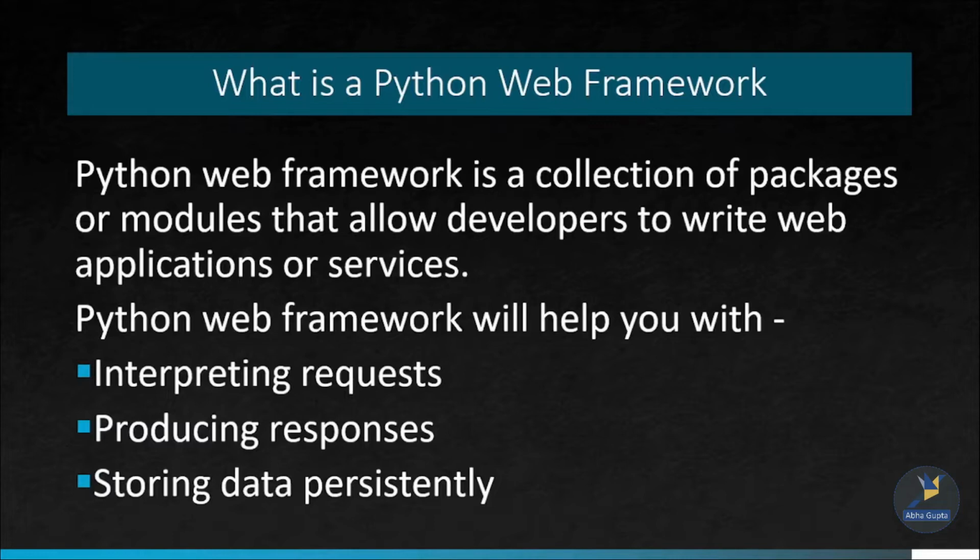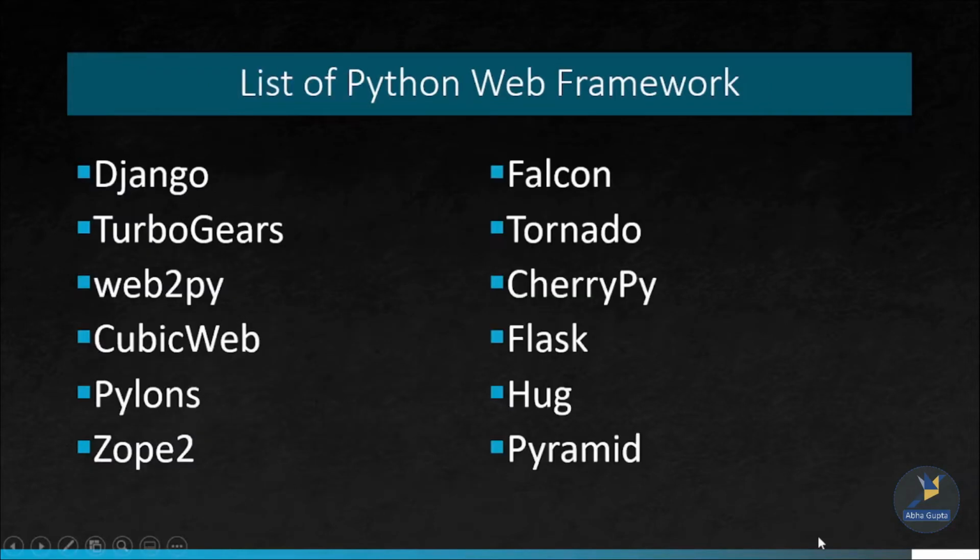A Python Web Framework will help you with interpreting requests, getting form parameters, handling cookies and sessions, producing responses, that is representing data as HTML or in other formats, storing data persistently, and other things. Here we have a list of Python Web Frameworks like Web2Py, Cubic Web, Pylons, Flask, CherryPy, Falcon, and Django. In this video, we'll be discussing Django Web Framework.